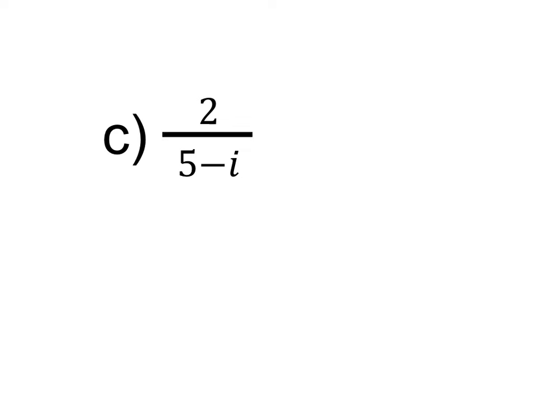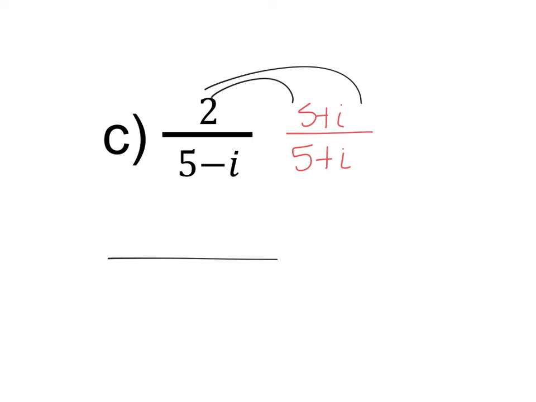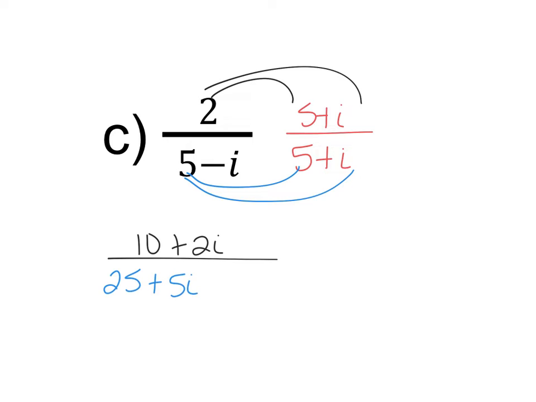So letter C. Since there's a binomial in the bottom, we're going to have to multiply by the conjugate again. So this would be 5 plus i. Okay, let's go ahead and distribute that 2. So I would have 10 plus 2i. Then do the denominator, distribute the 5. So that'd be 25 plus 5i. Distribute the negative i. So that would be negative 5i minus i squared.